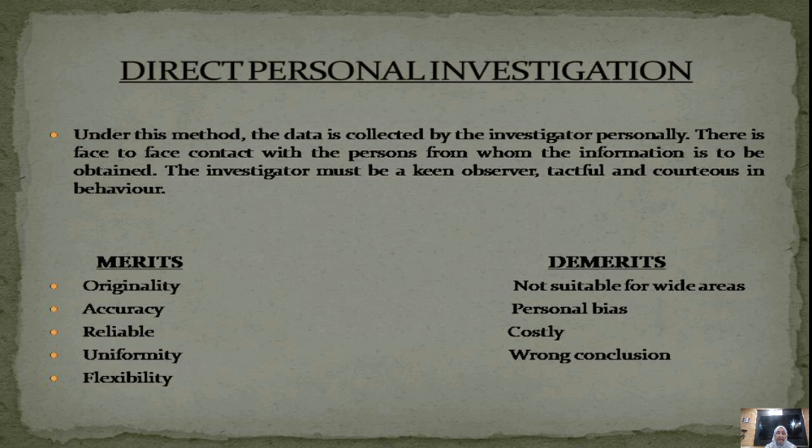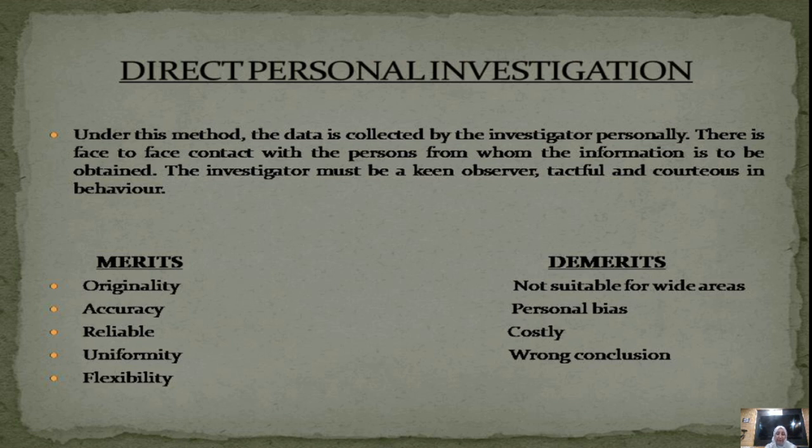Under this method, the data is collected by the investigator personally, and there is face-to-face contact with the persons from whom the information is to be obtained. For example, the census. The investigator must be a very keen observer, tactful, and courteous in behavior.